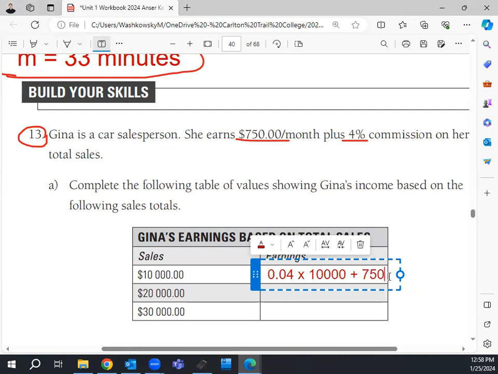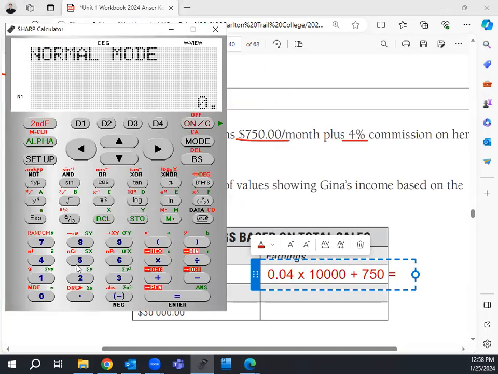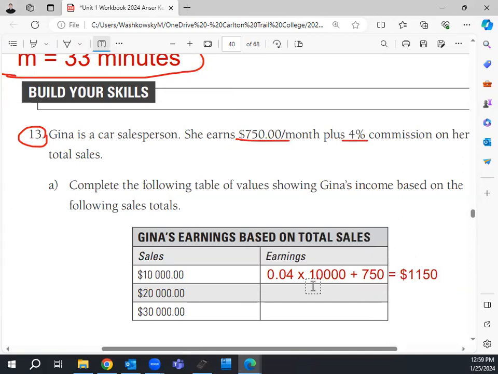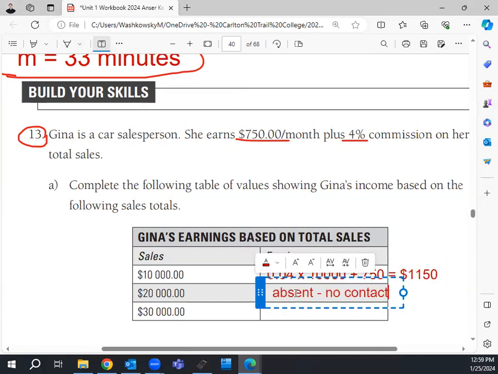So in total, you punch that in your calculator, 0.04 times 10,000 plus 750. That's going to give you 1,150. Your calculator does that order of operations stuff for you as long as you put it in right. So 1,150. And then you just do the same thing.